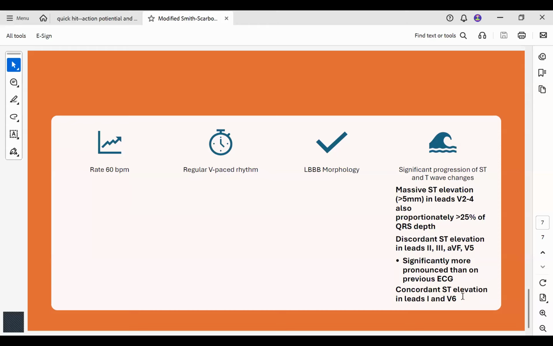And then another clue to think about ischemic or ST elevation in left bundle or in paced rhythm is concordant ST elevation in lead I and in V6. So that's where I and V6 are helpful.